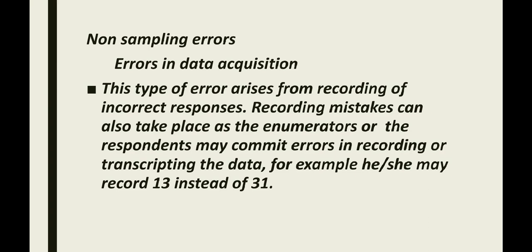Suppose the teacher asks the students to measure the length of the teacher's table in the classroom. The measurement by the students may differ. The differences may occur due to differences in measuring tape, carelessness of the students, etc. Recording mistakes can also take place as the enumerators or the respondents may commit errors in recording or transcribing the data. For example, he or she may record 13 instead of 31.